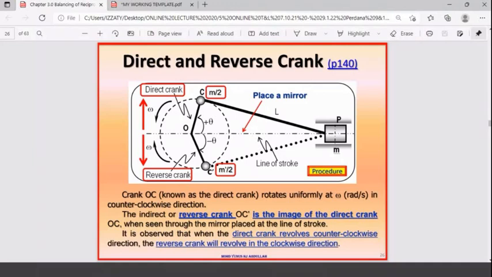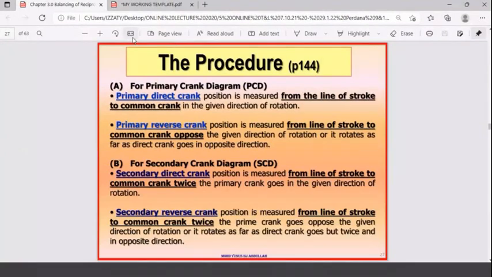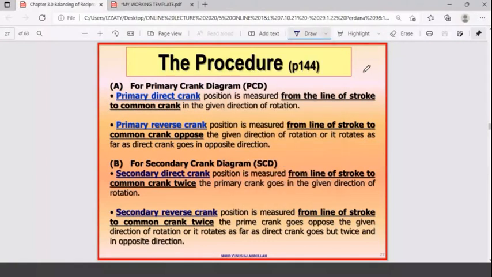So then you know what the direct and reverse crank are, because most of the problems typically start with what you understand by direct and reverse crank. Now then, the procedure. You might not memorize all the words of the procedure. What I'm trying to say here is you need to pick up on the keywords.